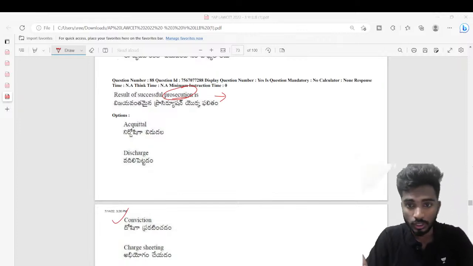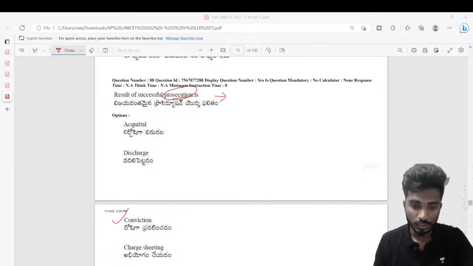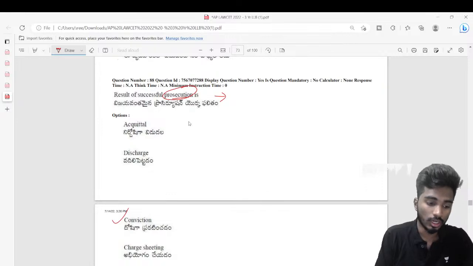No. Who is prosecution? Police will file the case. Prosecution, who is prosecution? Revision is very important, right? Prosecution means the one. Very good, very good.